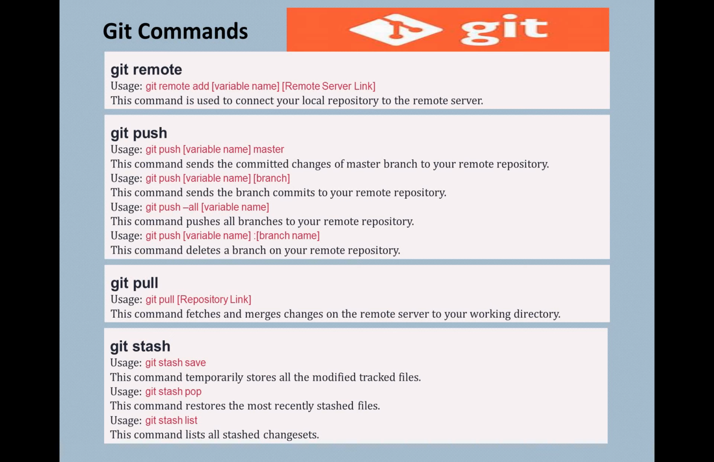Git stash. Most of the time we are using git stash save. This command temporarily stores all your modified tracked files. The next use of this command is git stash pop. This command restores the most recently stashed files. The git stash list command tells you the list of all stashed change sets.